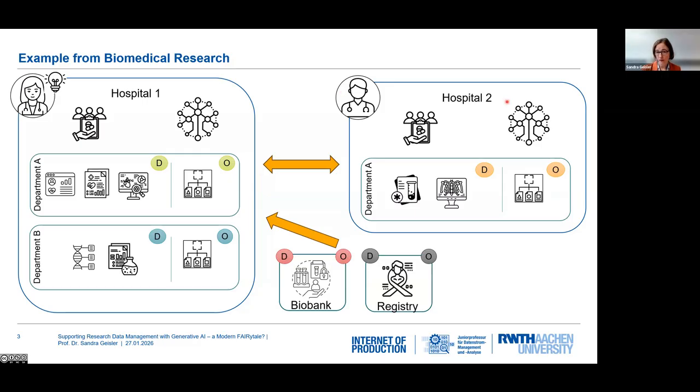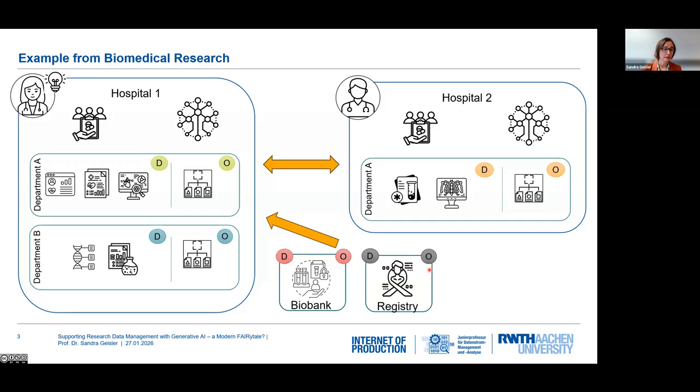Then you want to exchange the data with others so that you have enough data for your research question, and you have another person from another hospital who also has other data sources, maybe using other vocabularies and so on. You get the idea. And then there are other sources like biobanks and registries, cancer registries, for example, which have data you want to utilize. Again, you have multiple data resources and vocabularies, denoted here with O for ontologies, which describe the data.